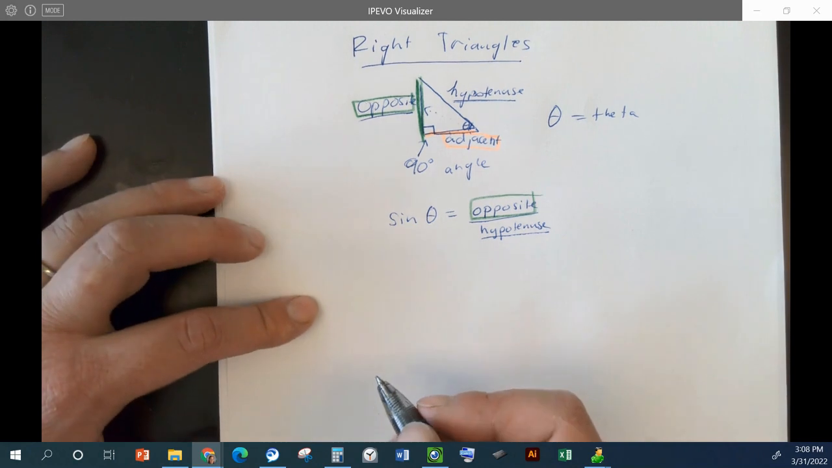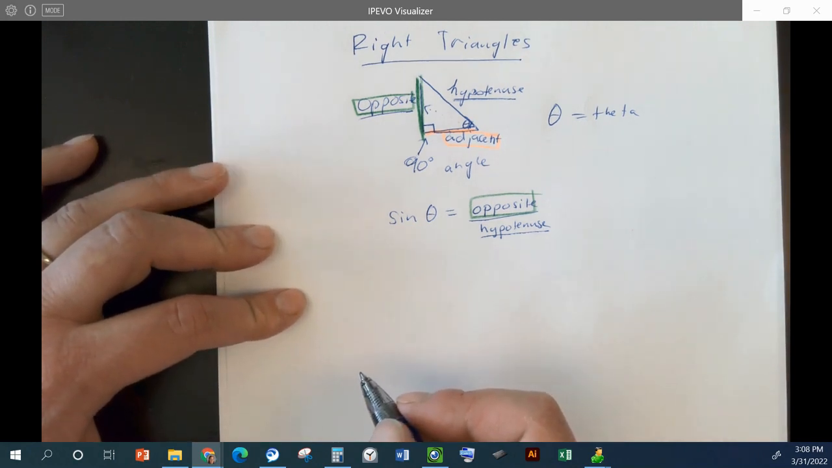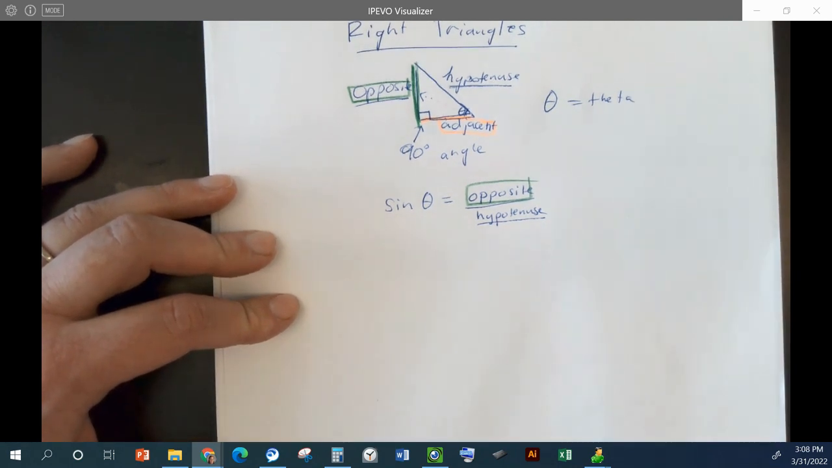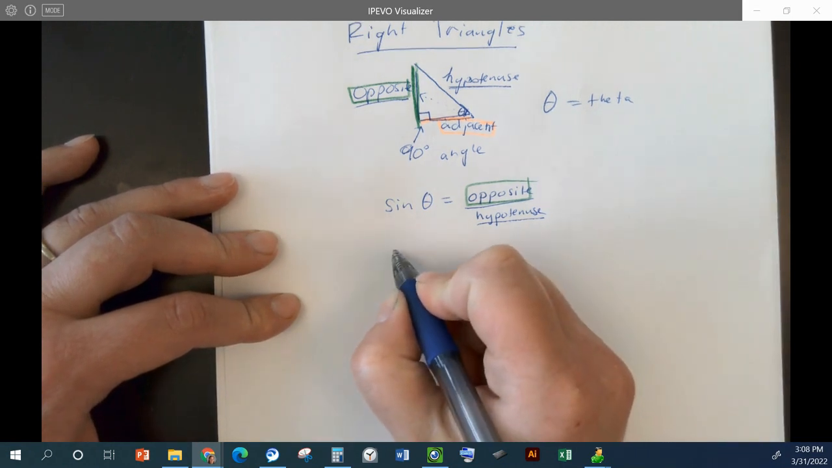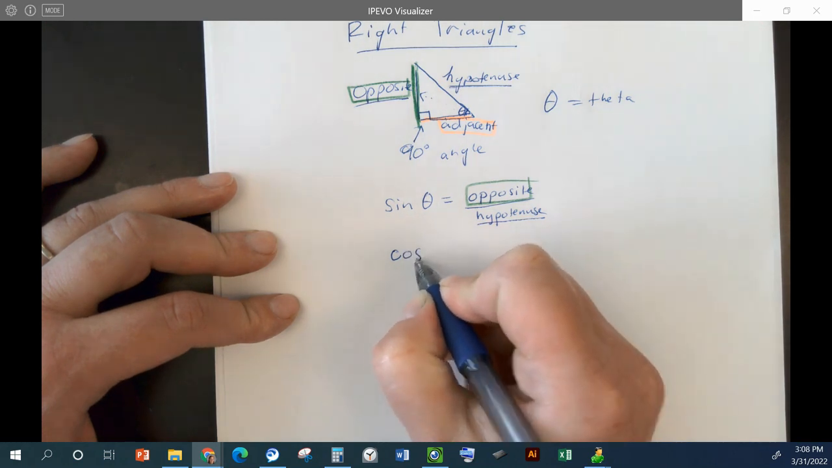We're doing okay? Okay. Does this sound familiar? Not yet? Okay, that's fine. You're supposed to learn this in secondary math too. So sometimes people have heard it before. I'm just checking. The next one is called the cosine.